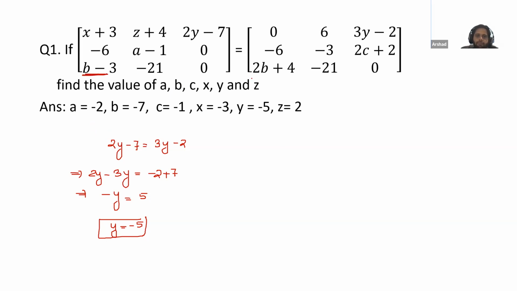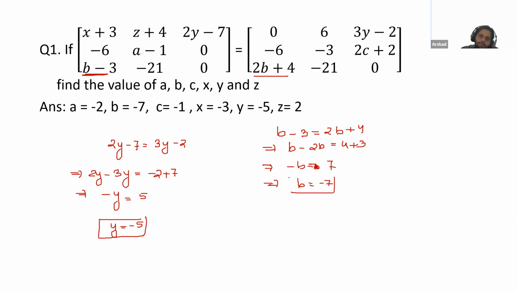Next, you need to solve this one. b minus 3 is equal to 2b plus 4. So shift this 2b to the left side. So b minus 2b is equal to 4 plus 3. So this is minus b is equal to 7. So b is equal to minus 7. This clear, Fahad? Okay, very good, Fahad.